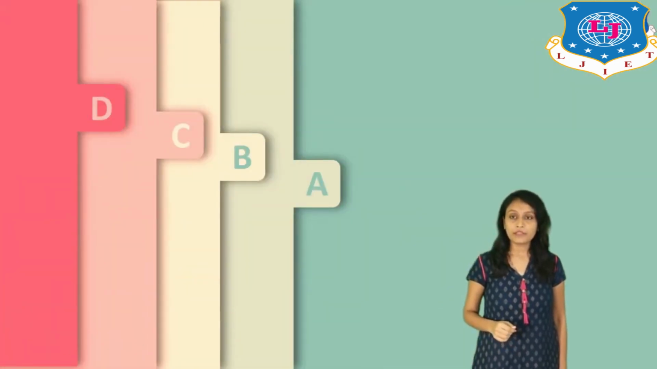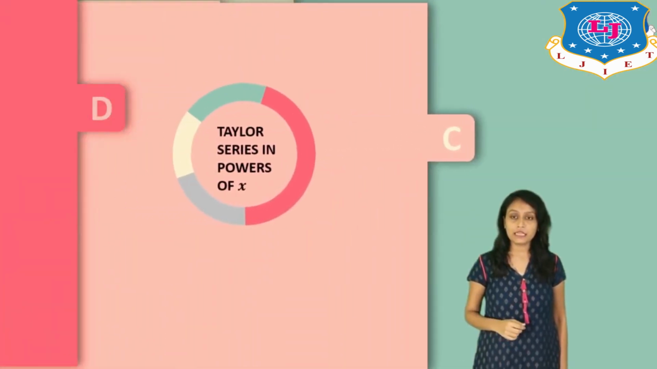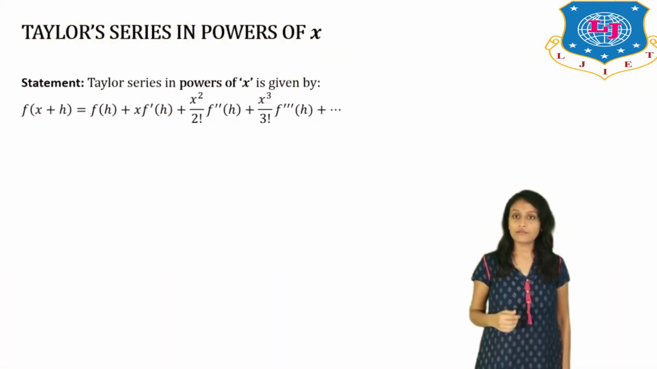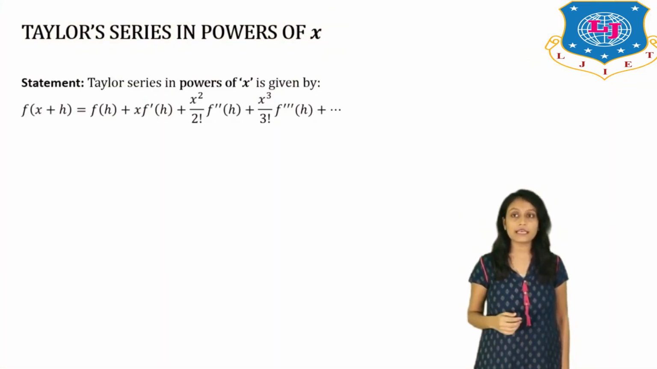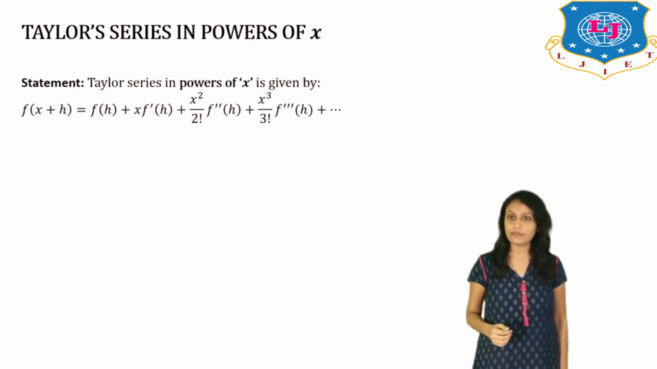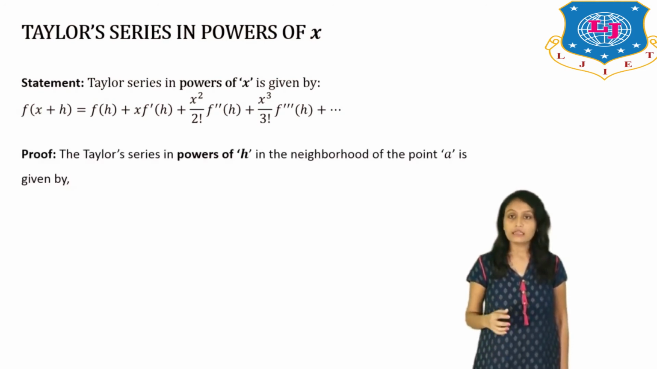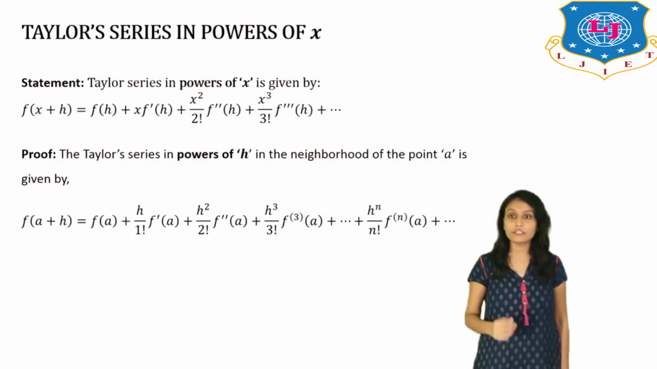Now let's see the next topic, that is Taylor series in powers of x. Taylor series in powers of x is given by f of x plus h is equal to f of h plus x into f dash h plus x square upon 2 factorial f double dash h, and so on. Now let's see its proof. So Taylor series in powers of h, this we have already studied, right, is given by which formula?